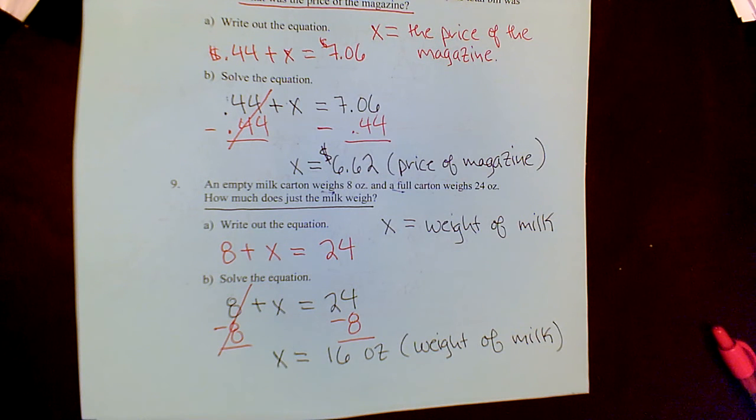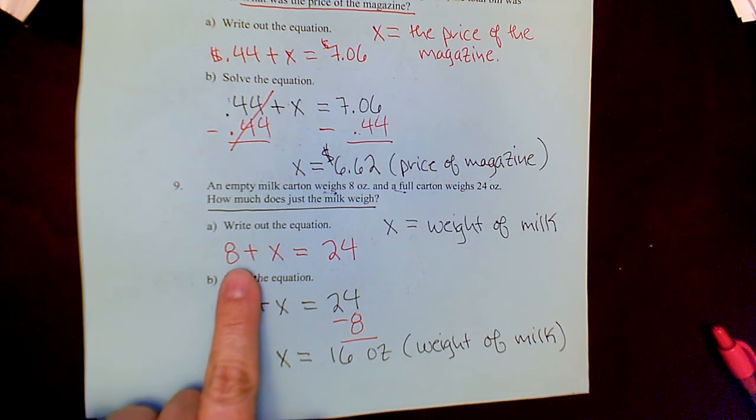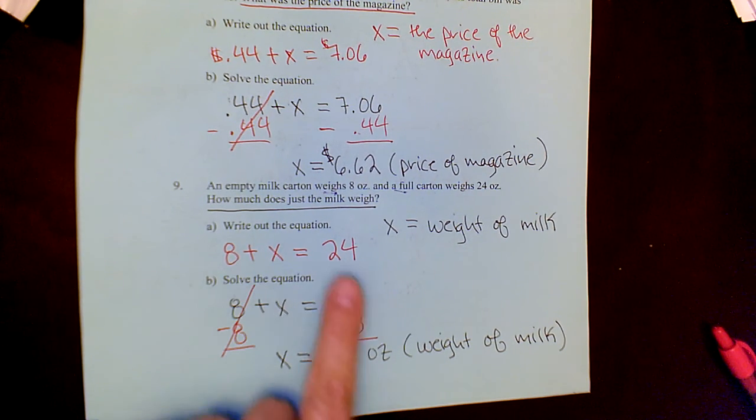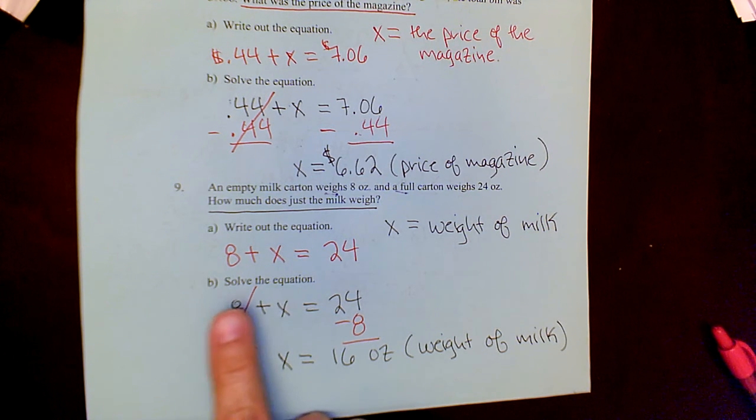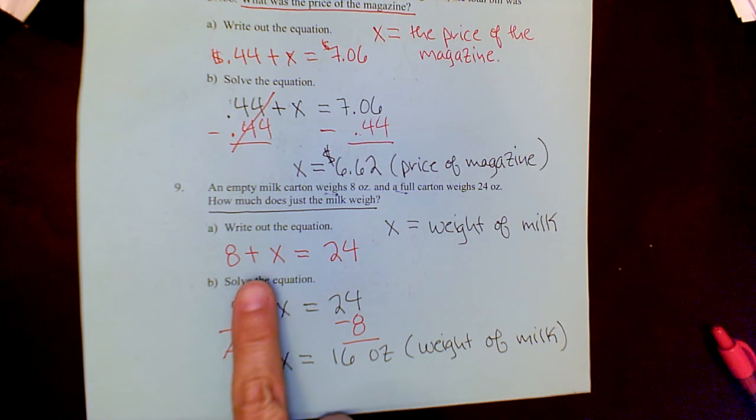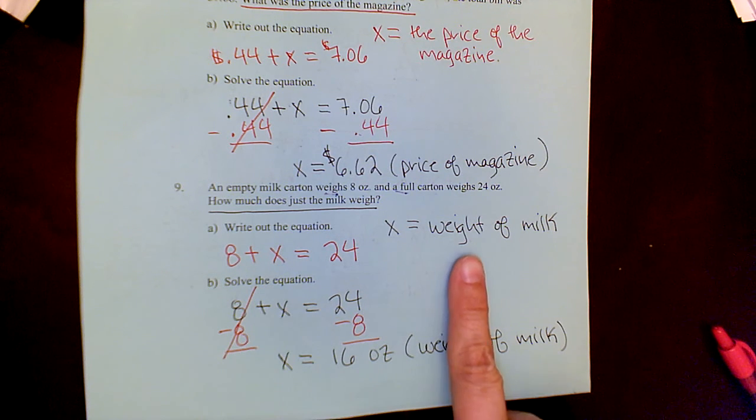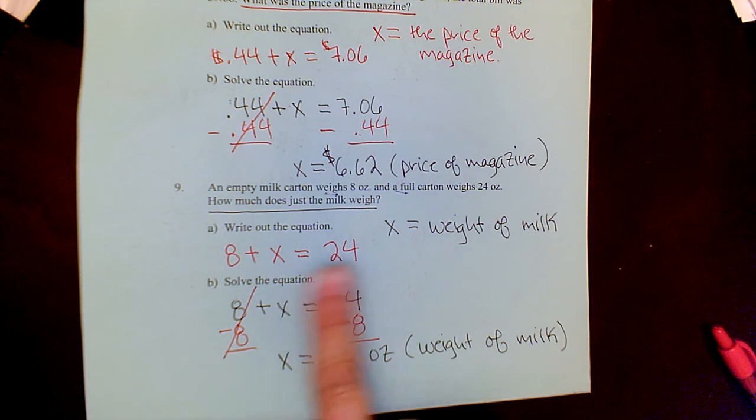Okay, I just unpaused, and here's number 9. So they're asking, how much does just the milk weigh? So we don't know, so X is going to equal the weight of the milk. I know that the milk carton weighs 8 ounces, and I know a full carton with the milk will give me 24 ounces. So here's my equation I wrote. Did you get the same thing as me? 8, the empty milk carton, plus the weight of the milk gives me the whole full carton, which is 24.